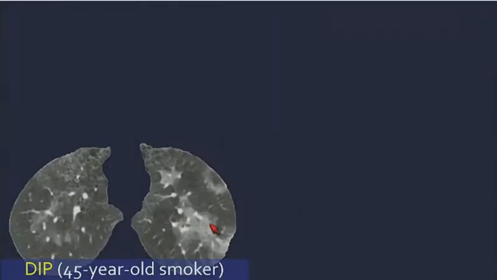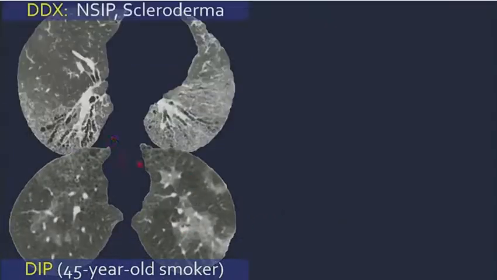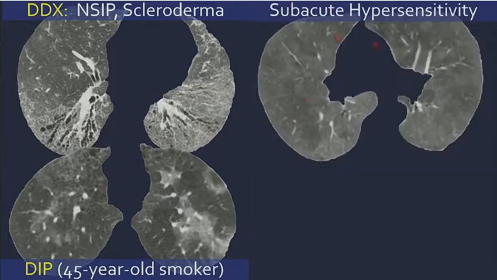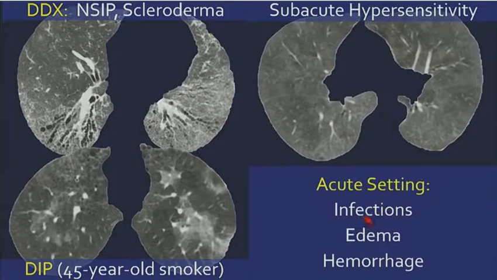This is another case of DIP where you have patchy ground glass opacities and emphysema. Here's a differential consideration of a nonspecific interstitial pneumonitis, and this patient had a history of scleroderma. Another differential is subacute HP. In the acute setting, remember, you can also have, of course, infections, edema, and hemorrhage, other nonspecific things, so you have to know whether this is acute or chronic.